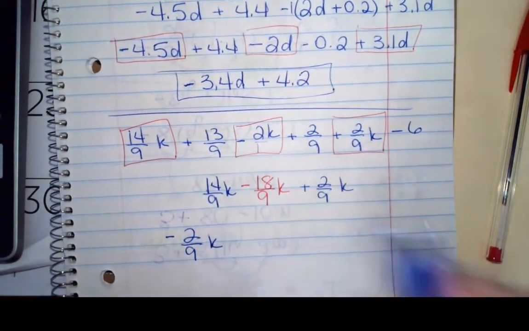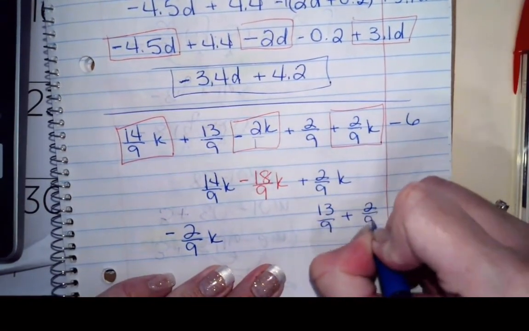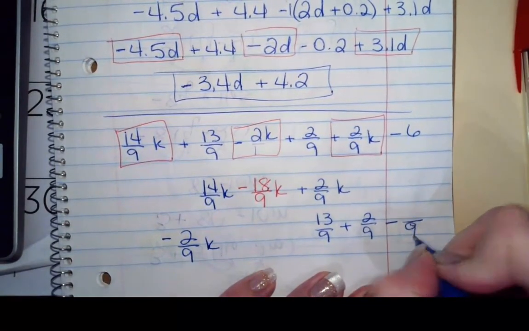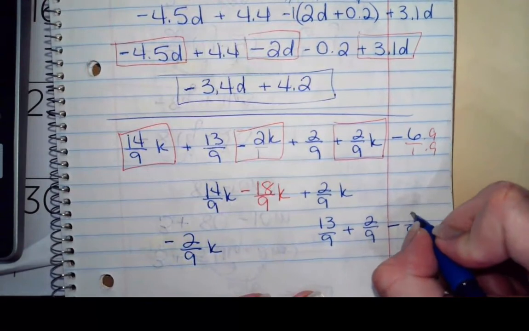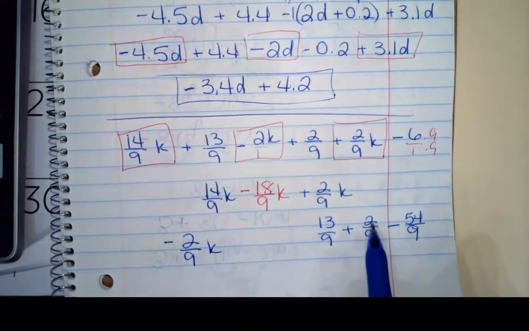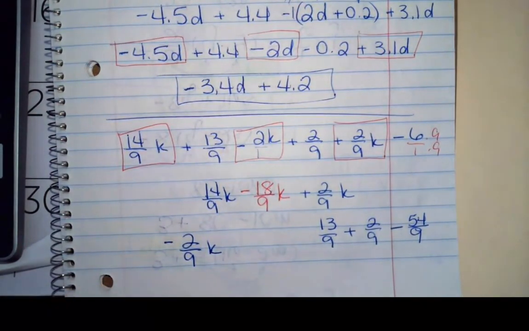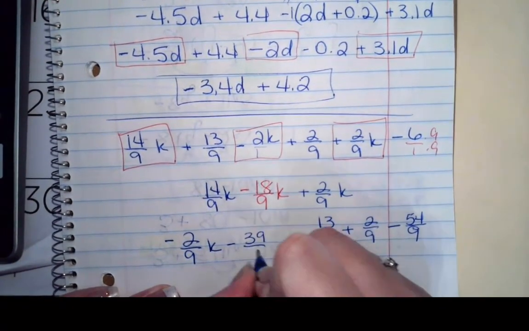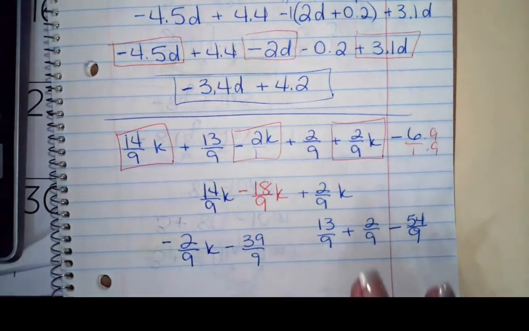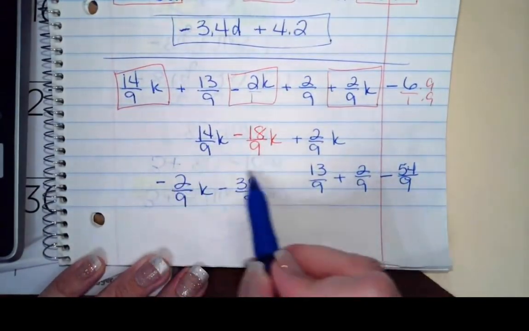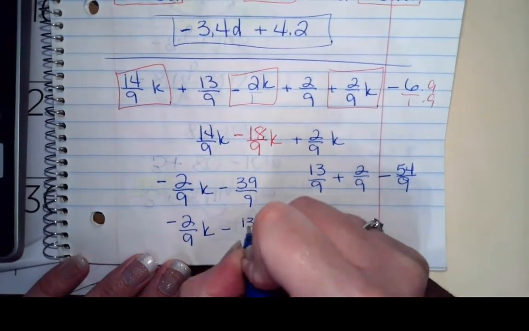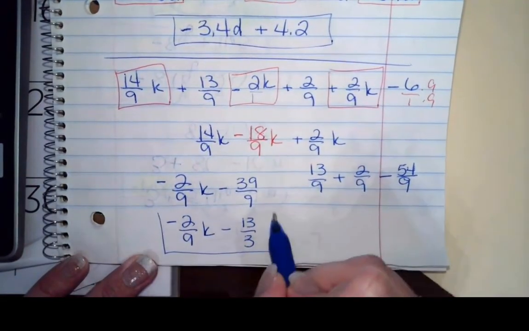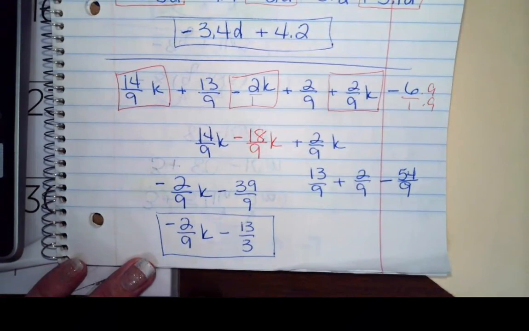Okay, so now let's go back up here. I've got 13/9 plus 2/9. And now this 6 needs to have a 9. So I'm going to multiply top and bottom by 9, so I get a negative 54. So 13 plus 2 is 15. 15 minus 54 is going to give me negative 39 ninths. Okay, so the last thing I've got to do is see if I can reduce anything. This is not reducible, but I can pull out a 3 from both of these. So negative 39 divided by 3 is negative 13. And 9 divided by 3 is 3. So that is your final answer. And then you can do that one, and you can do that one. So that is it for this section.